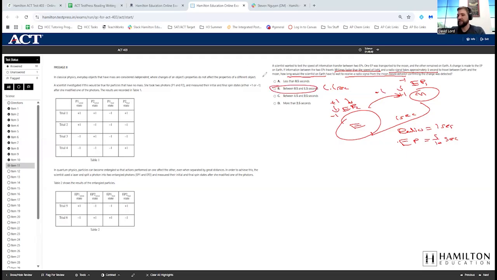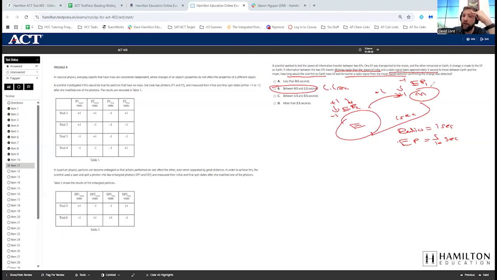And I apologize for the messiness of the handwriting, but hopefully that was a little bit easy to read. So again, we had 1 second for the radio wave, 1/10 of a second for the EP. And again, the key thing was that you had to wait for the EP to change and then wait for the radio signal to go back. So if you did 0.2, it was like EP there, EP back. That might make you think of A. Or if you were only thinking about the EP, the time it takes for the Earth to the moon, that might make you think of A.